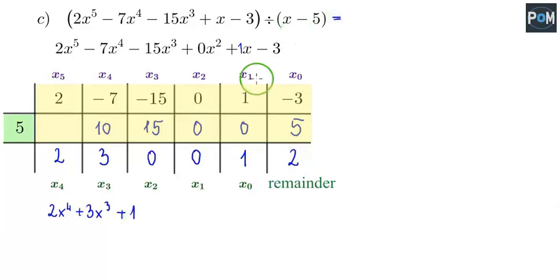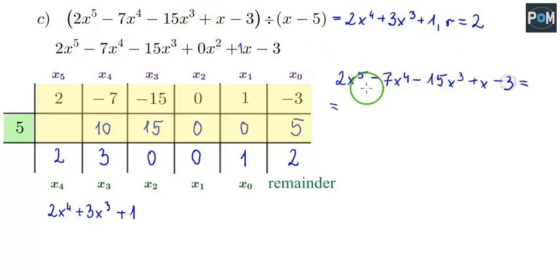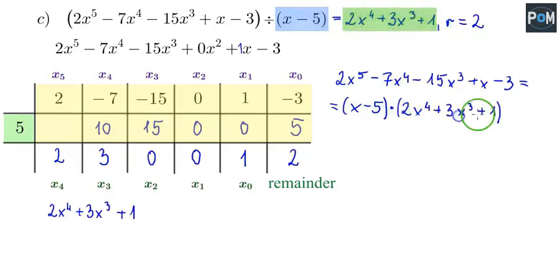We write down the result. The result is this polynomial, and this time again we have a remainder. This remainder here is 2. This is the first way to write the result of this division, and the second important way to write it. This initial polynomial will be equal to some product, so we write it down. This initial polynomial is equal to the product of what we divided by, meaning x minus 5, multiplied by the result, which is this polynomial here. And outside the parentheses, we add the remainder if there is one. In this case, there is a remainder. It is a positive remainder, so we add plus 2.